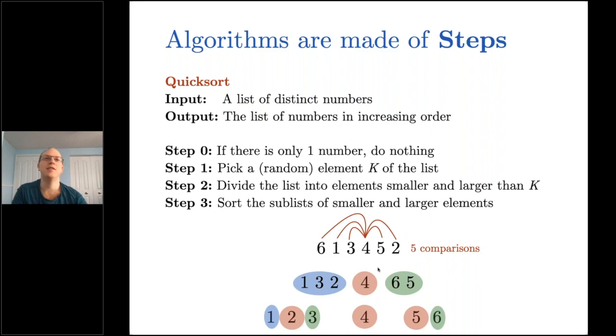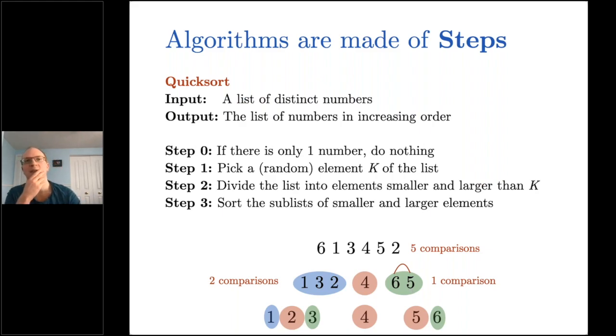So in this case, in our first step, we did 5 comparisons because we compared every number here to 4, except for 4 itself. Then in the second step, we did 2 comparisons because we compared everything to 2. And in the final step, we did 1 comparison because we compared 6 to 5. Okay, and so in total, we did 8 comparisons.